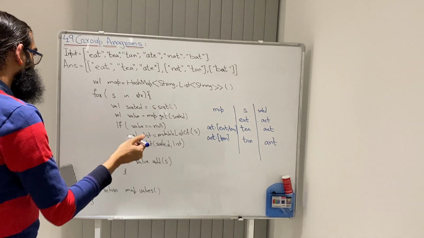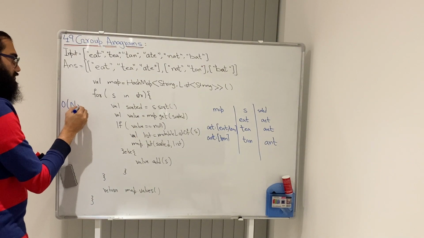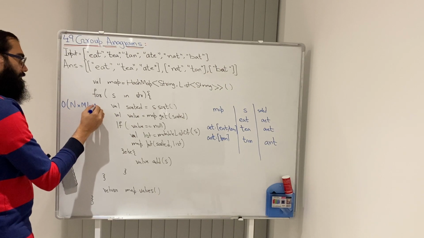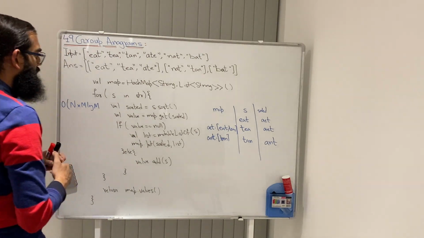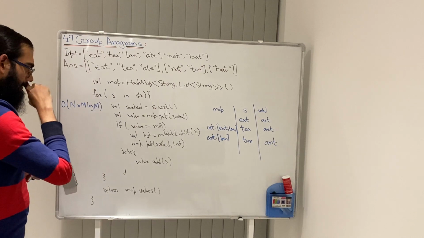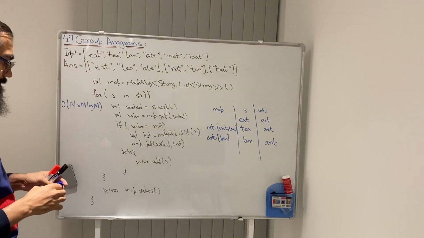So basically I'm saying big O of n times m times log m. Here m is the string length, and in the worst case, the biggest one we can have. So I think this will be enough. Yeah, this will be our n times m log m.